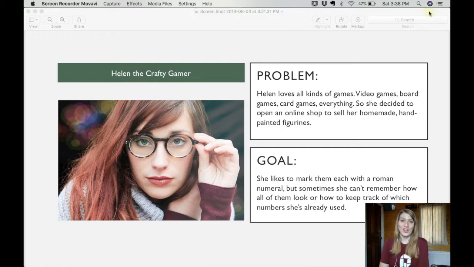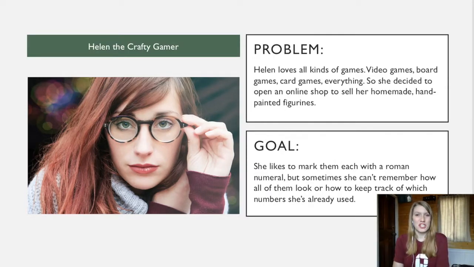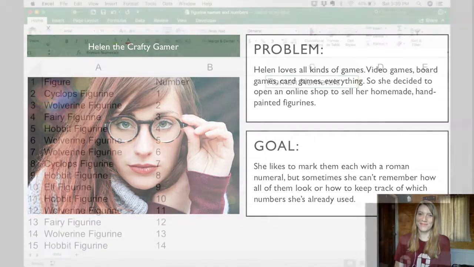Now Helen loves all kinds of games. Video games, card games, board games, you name it, everything. So, because she likes games so much, she decided to open an online shop where she can sell her homemade hand-painted figurines. She likes to mark each of them with a Roman numeral, but sometimes she can't remember what the Roman numeral looks like and how to keep track of which ones she's already used. So we're going to see if we can help her with that.